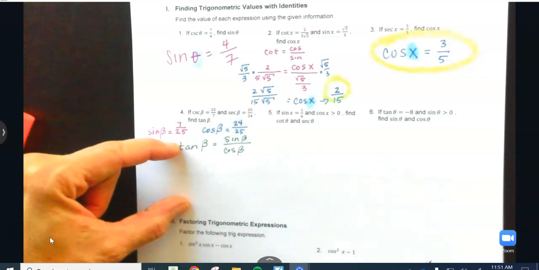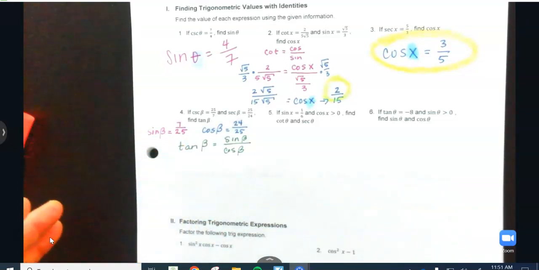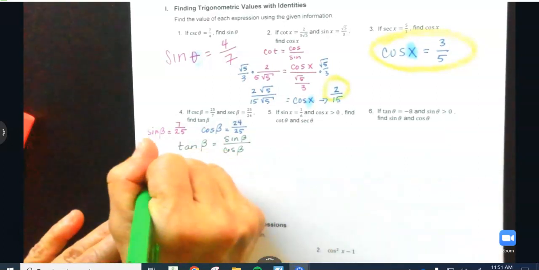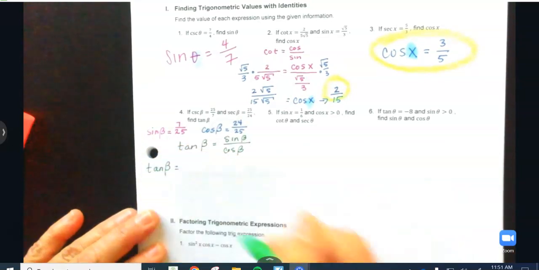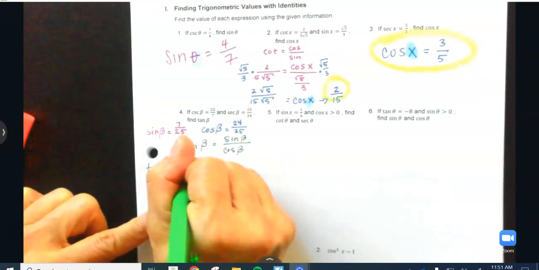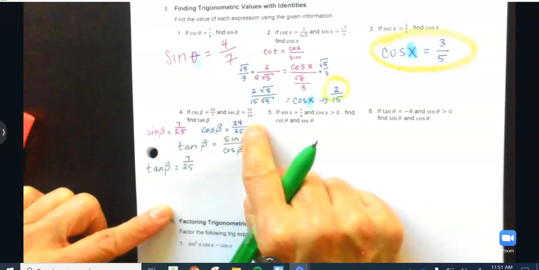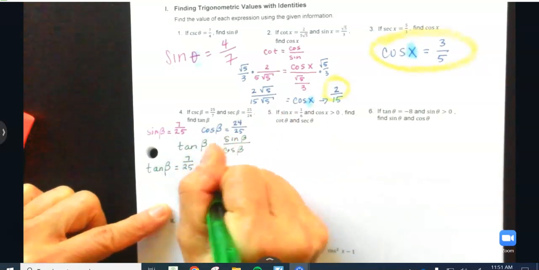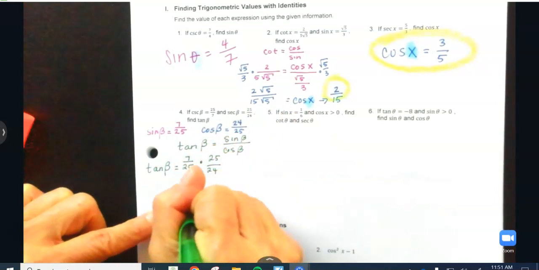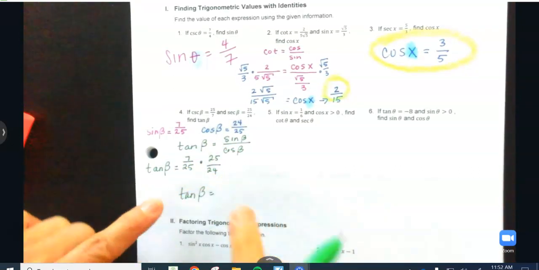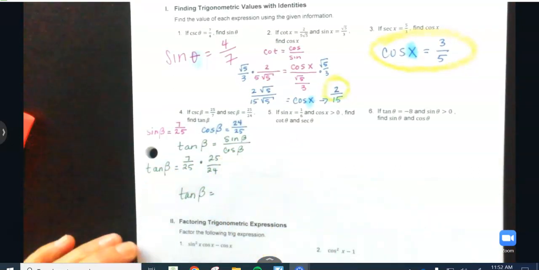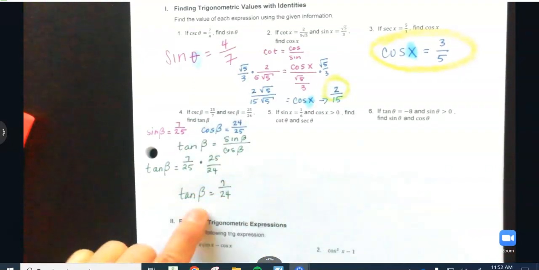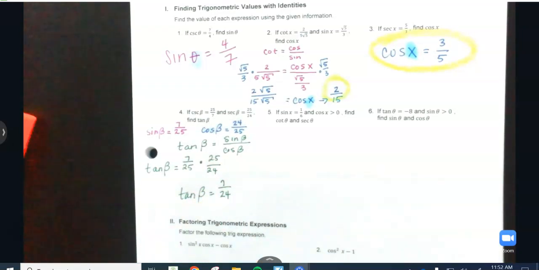So I am not showing a bunch of work here. I don't have a lot of space to show all that extra work, and it's not necessary. So to find tangent of beta, you are going to write sine, which is 7 over 25. You're going to multiply by the reciprocal of cosine. So it is going to be 25 over 24. So tangent of beta, the 25s are going to cancel out, you know that, so it's just 7 over 24. Don't forget to include that beta in your answer.